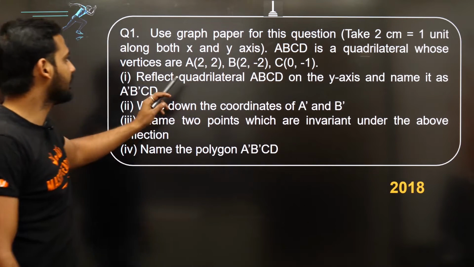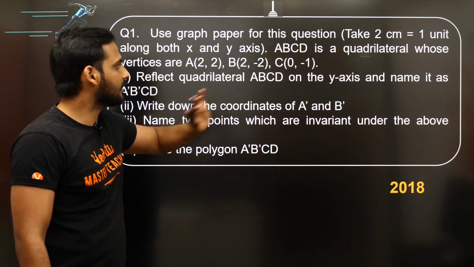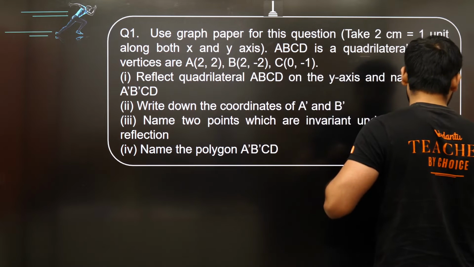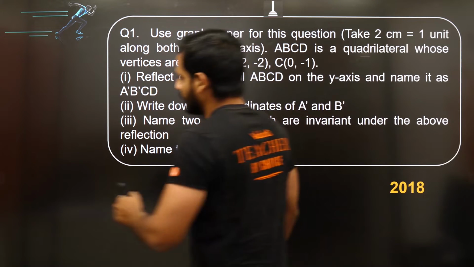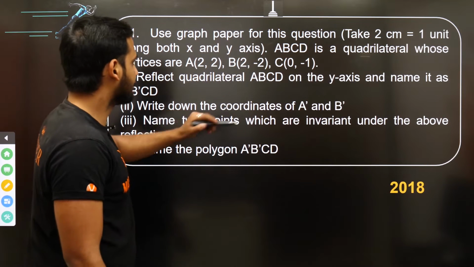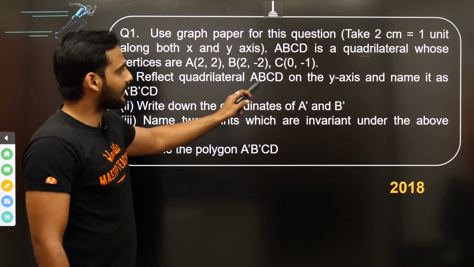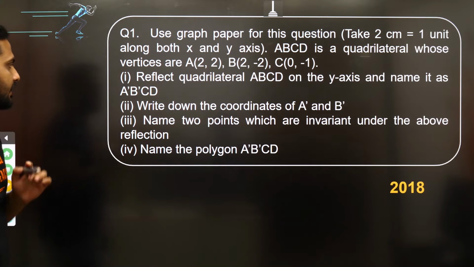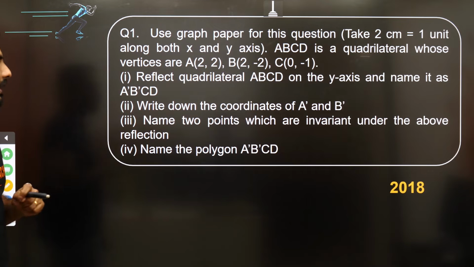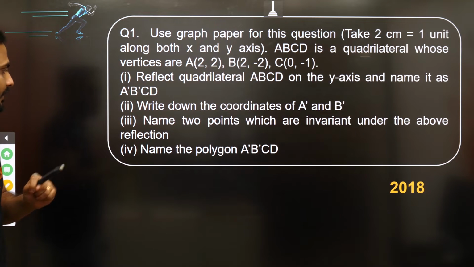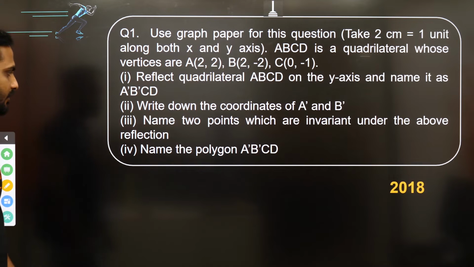ABCD is a quadrilateral. D in this question is 0,1. ठीक है? Then you have to reflect quadrilateral ABCD on the y-axis and name it as A dash, B dash, C and D. Write down the coordinates of A dash, B dash. Name 2 points which are invariant under the above reflection. Name the polygon A dash, B dash, C and D.